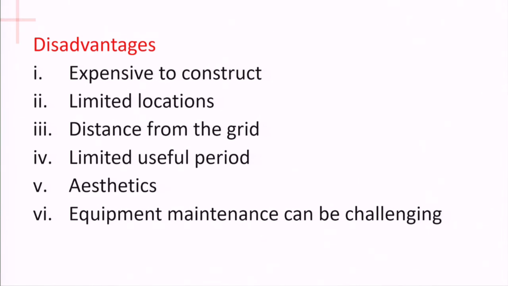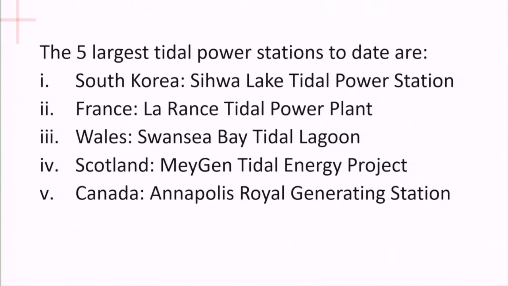It is expensive to construct and it is available in limited locations. Tidal energy is usually generated at the coastlines. So, the distance to the grid has to be estimated, because this energy has to be transferred to the grid electricity. So, there is a limited useful period. Aesthetics of the coastline is lost because of construction of the tidal power plant, and equipment maintenance can be challenging because we are setting up the tidal power plant almost near the coastline inside the ocean.